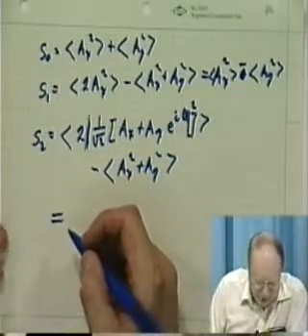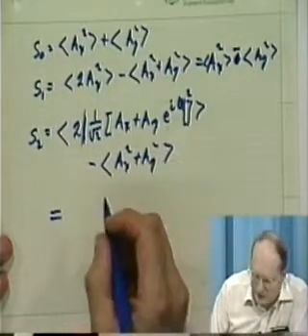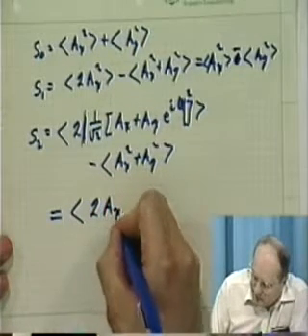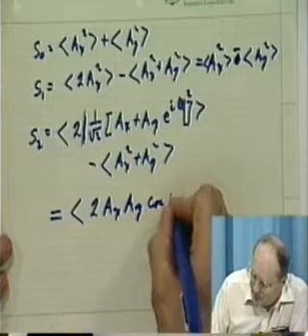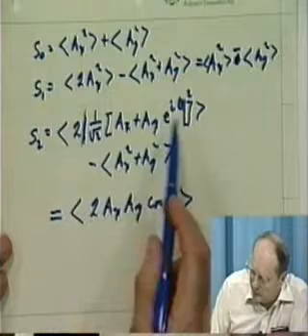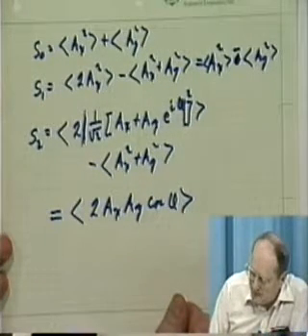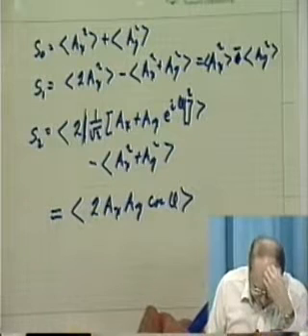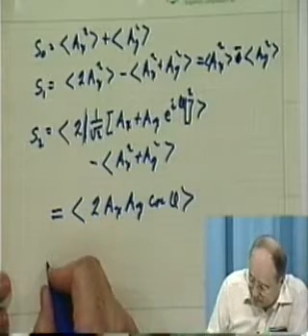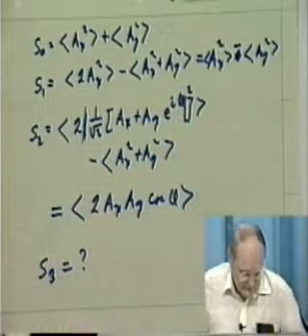And so now when I do all this, I'm going to be left, well, this will cancel out 2 parts of this, and I'm going to be left with 2 A sub x, A sub y, cosine of phi. So the A sub x squared cancels, A sub y squared cancel, and I'm just left with the cross term here. So that was S2. S3. Well, S3 is more complicated here.